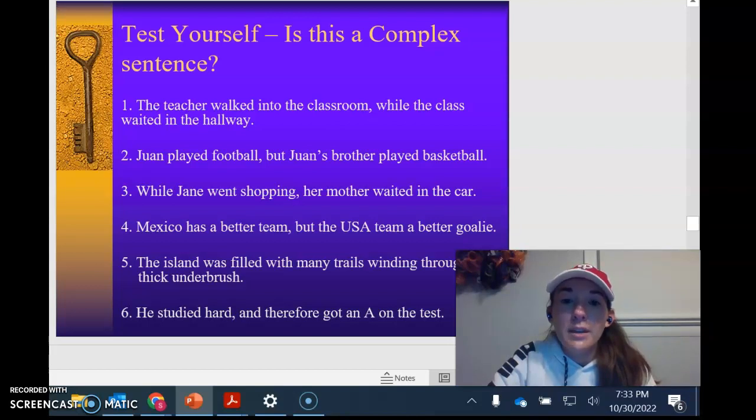Number 3, while Jane went shopping, her mother waited in the car. Number 4, Mexico has a better team, but the U.S. team has a better goalie. Number 5, the island was filled with many trails winding through the thick underbrush. And number 6, he studied hard and therefore got an A on the test.